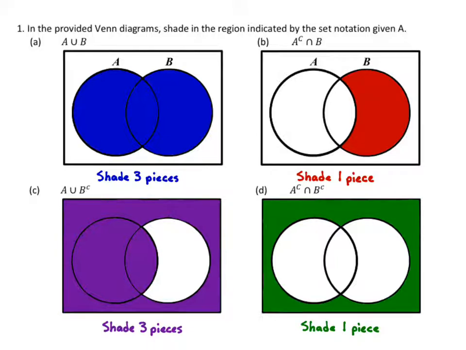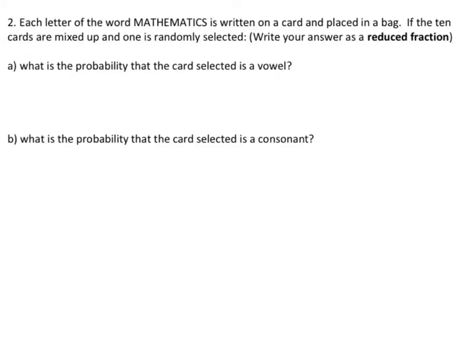Okay? It's not everything that's colored, it's just the piece that has both colors in it. All right, going on to question number 2. It says each letter of the word mathematics is written on a card and placed in a bag. If the 10 cards are mixed up and one is randomly selected, what is the probability that the card selected is a vowel? Oh no, I need to know what a vowel is.